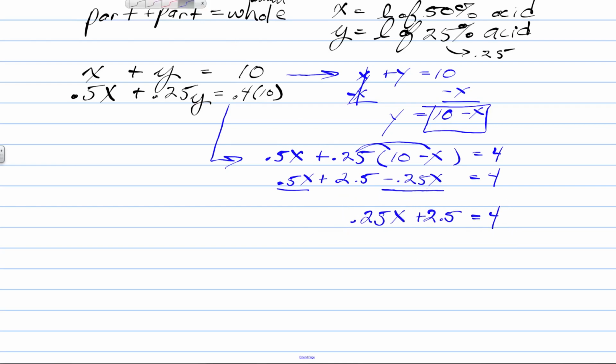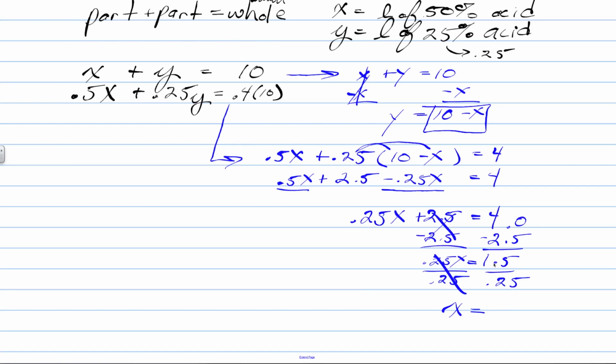Now it's a real simple equation that we need to solve. We just have to subtract 2.5 from each side. When we subtract 4 and 2.5, that gives us 1.5. And I bring down the 0.25x, and I divide each side by 0.25. When I do that division, x is equal to 1.5 divided by 0.25, which is 6.